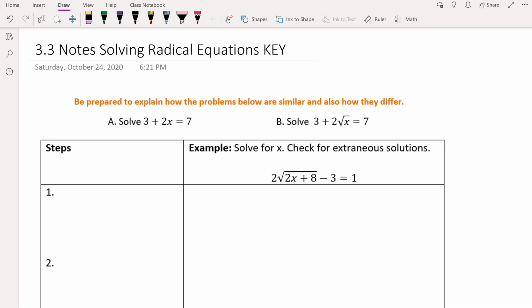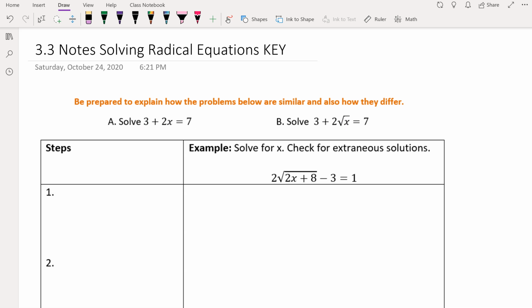So let's look at these two problems. We have A and B. And I want you to tell me, how are these problems similar? And then how are they different? All right, so hopefully we recognize the biggest difference in these problems is we have a square root in problem B, but other than that, they're pretty much identical. We have 3, we have plus, we have 2 multiplying right here onto the square root of x, and then we have 7. Okay, so these are very, very similar problems.